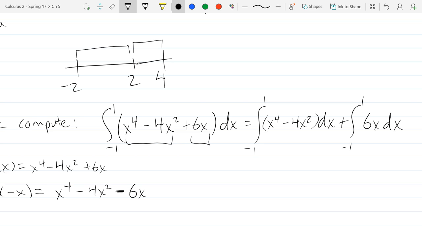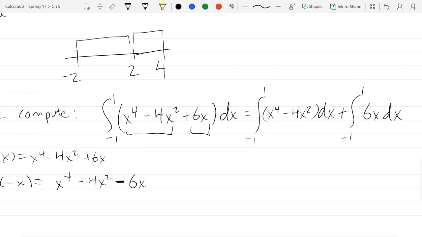So what I did is I basically took all the odd stuff and the even stuff and separated it out. If I wasn't going negative a to positive a, this wouldn't be terribly useful. I probably should just integrate it. If I was going from negative one to three, it would have been better to just integrate and not try to use any of these properties.